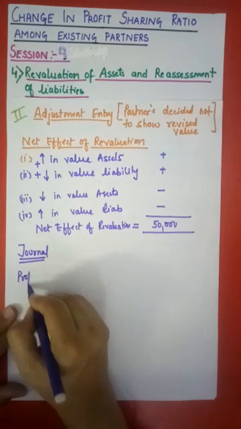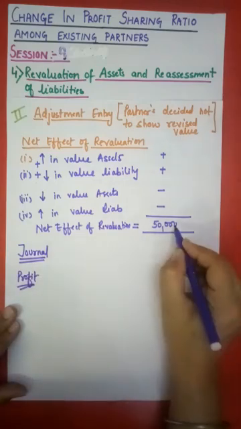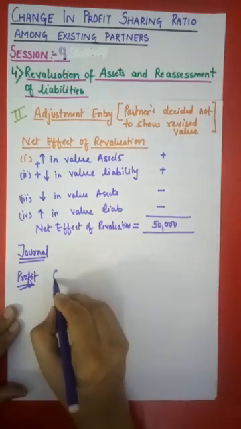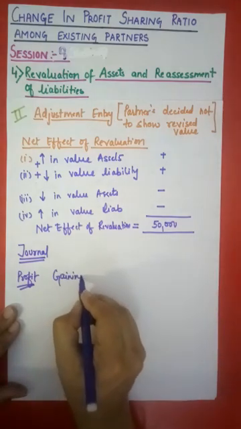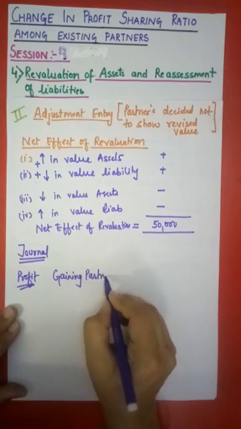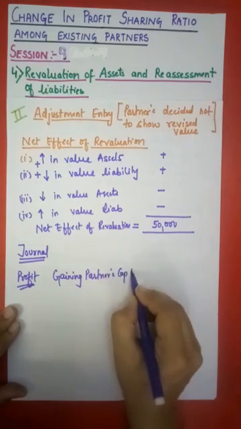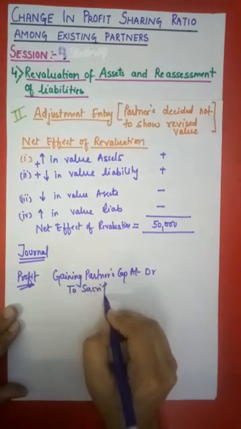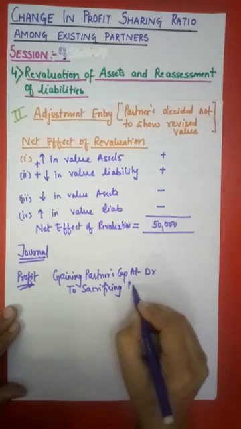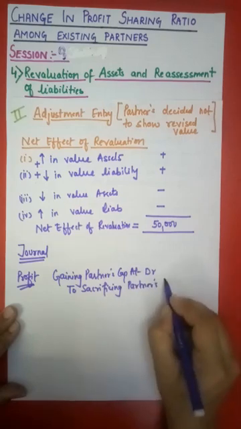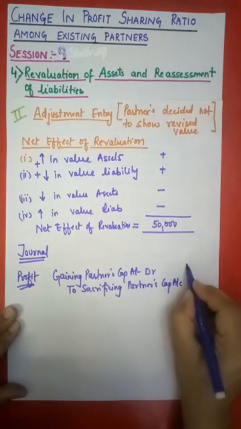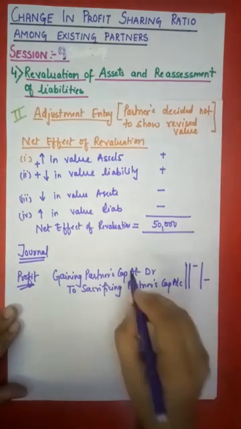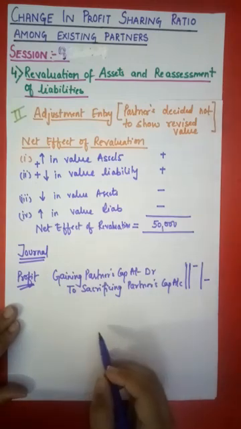If this net effect of revaluation is coming in positive, it means it is a profit. Then the journal entry will be: gaining partners' capital account debit to sacrificing partners' capital account, and this amount will be distributed among both the partners in the gaining and sacrificing ratio.